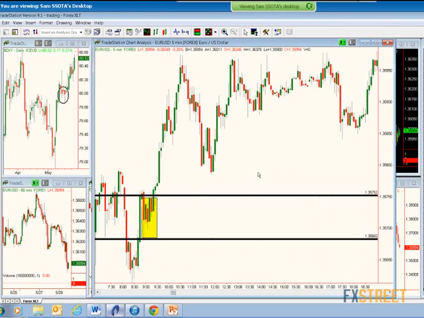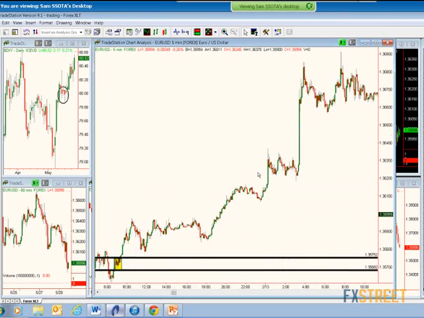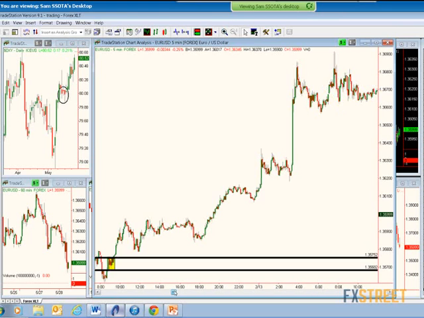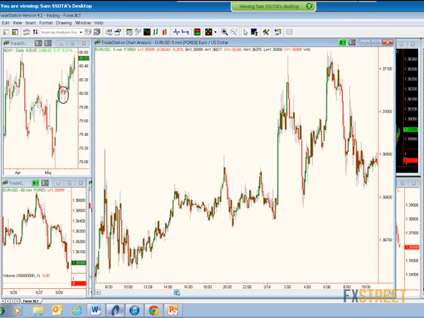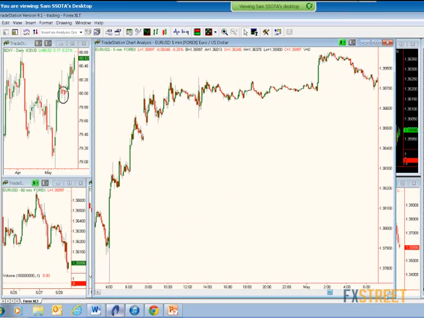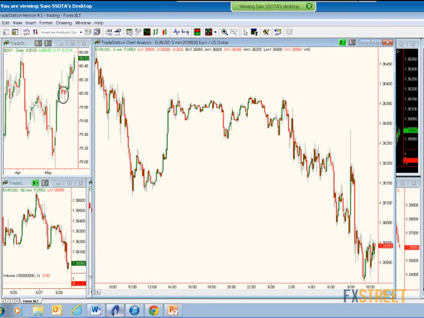But if I really scrunch this up, look at how prices took off from that level. Now, as I scroll forward, you'll see we have not been back to that level. So we call that fresh. It's a fresh level. Look at how prices have been falling back towards that level.